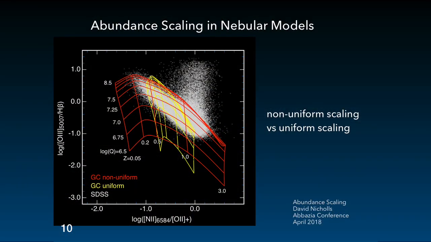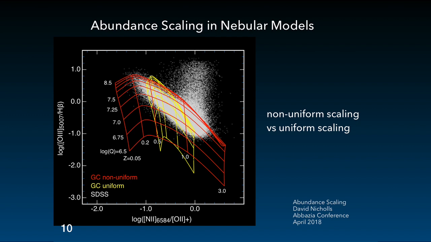So, what happens when we use these scaling relationships? The results are very encouraging. Slide 10. This plot shows the results of the different scaling processes in MAPPINGS photoionization models of H2 regions. It is a BPT type diagram, here log O3 on H beta versus log N2 on O2. The white points are from the Sloan data release 5. The vertical spray arises from active galactic nuclei, but the main diagonal region is principally from H2 regions.